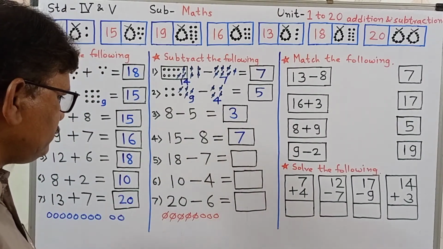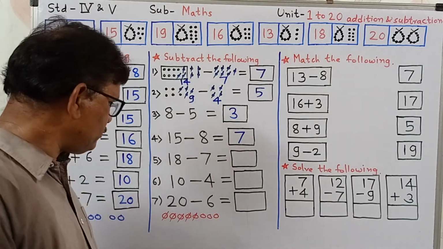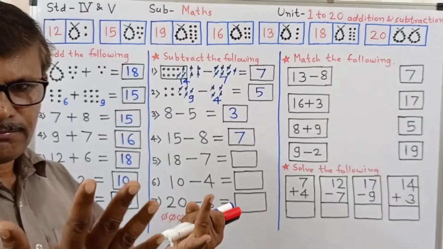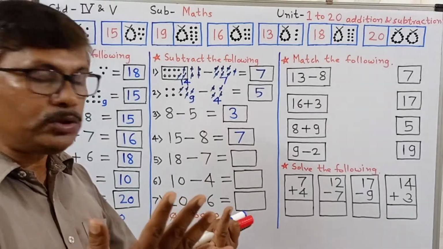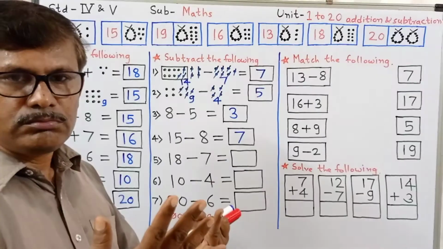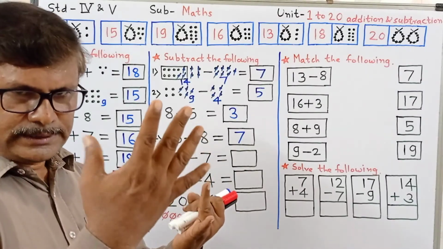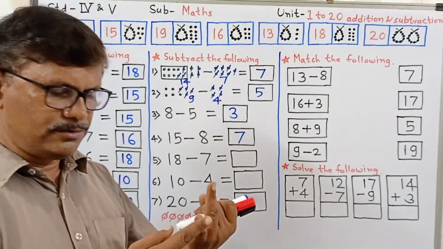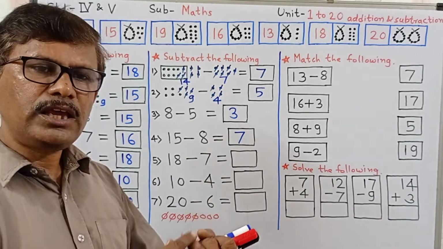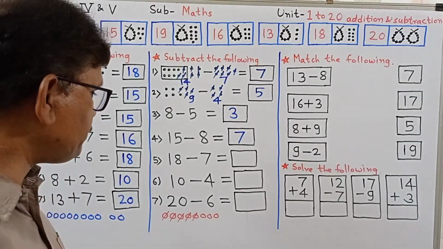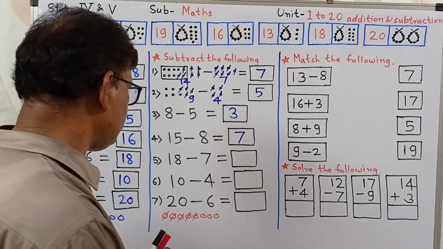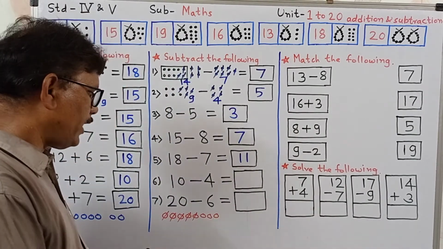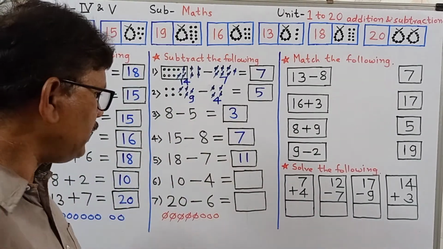Okay. The next one. 18 minus 7. So take the second method, that is take 7 fingers and count down from 18: 17, 16, 15, 14, 13, 12, 11. What is the subtraction? That is 11. Very easy method. 18 minus 7 is equal to 11.